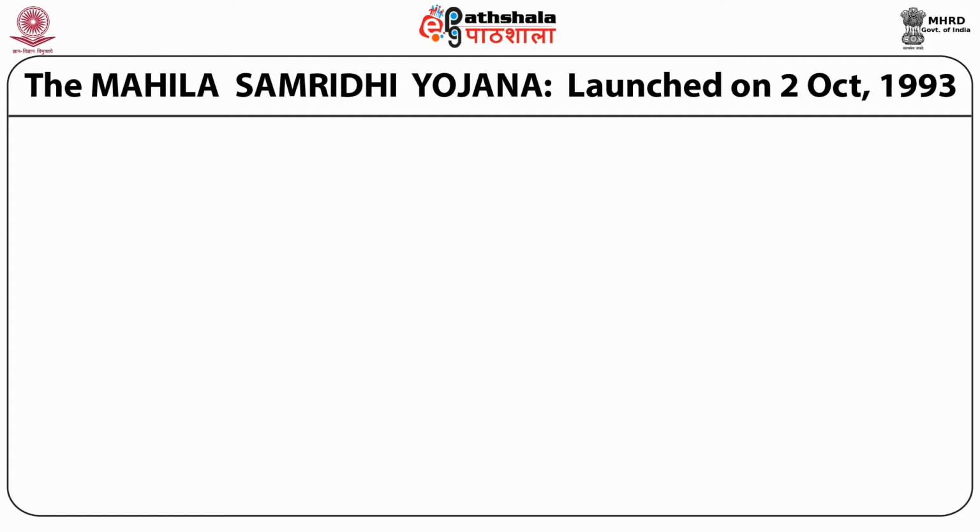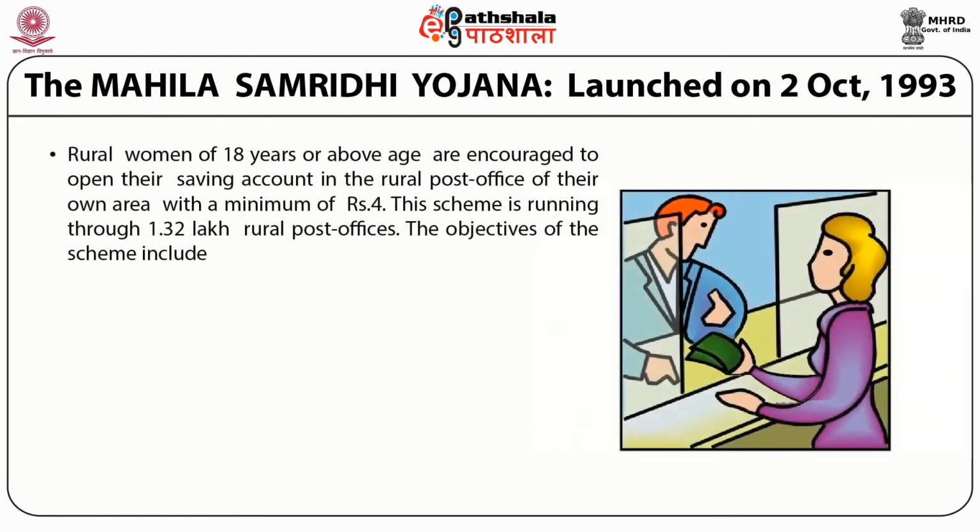The Mahila Samriddhi Yojana was launched on 2nd October 1993. Under this scheme, rural women of 18 years or above age are encouraged to open their savings account in the rural post office of their area with a minimum of rupees 4. That is the minimum balance that they should have for opening the account. This scheme is running through 1.32 lakh post offices throughout the country.